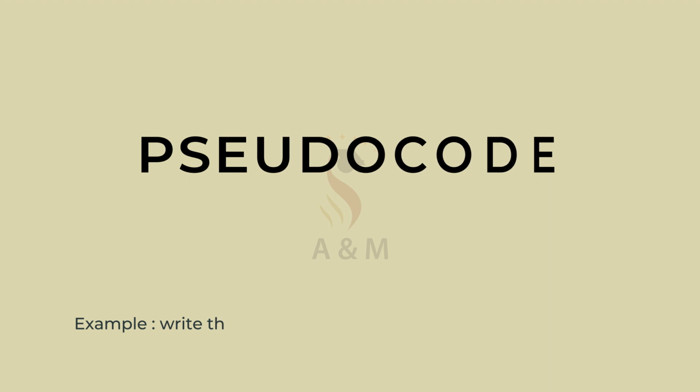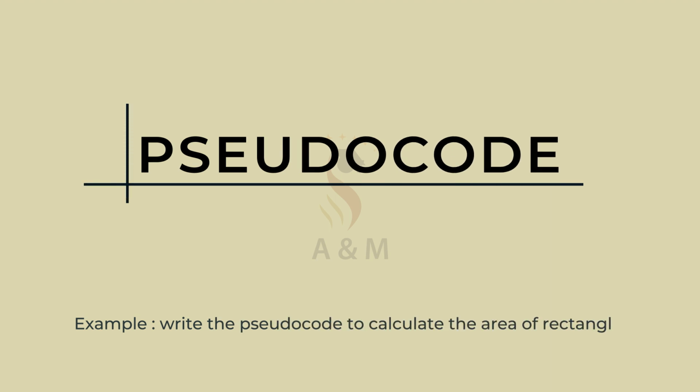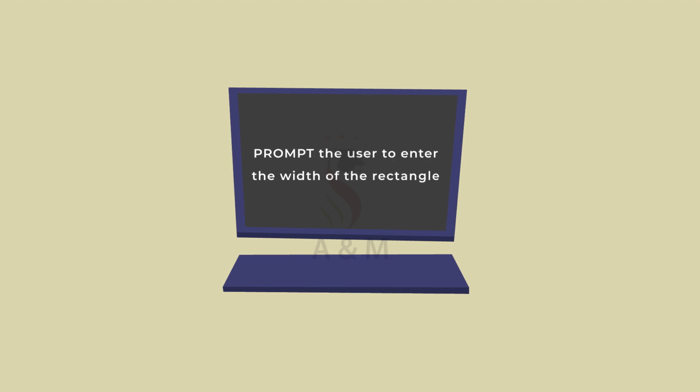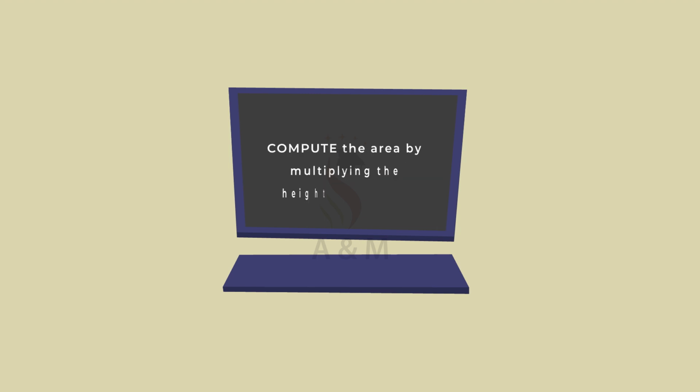Example, write the pseudocode to calculate the area of rectangle. Prompt the user to enter the height of the rectangle. Prompt the user to enter the width of the rectangle. Compute the area by multiplying the height with width. Display the area. Stop. This is how we are writing pseudocode to calculate the area of rectangle.